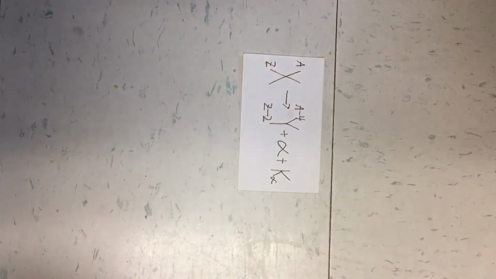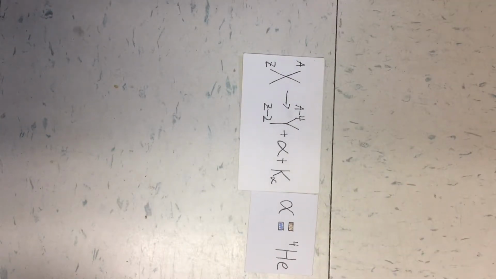Now we will talk about the different kinds of decay. The first decay is alpha decay. Now the daughter atom is 4 less in mass and 2 less in protons than the parent atom. This is added with the alpha decay of H4.